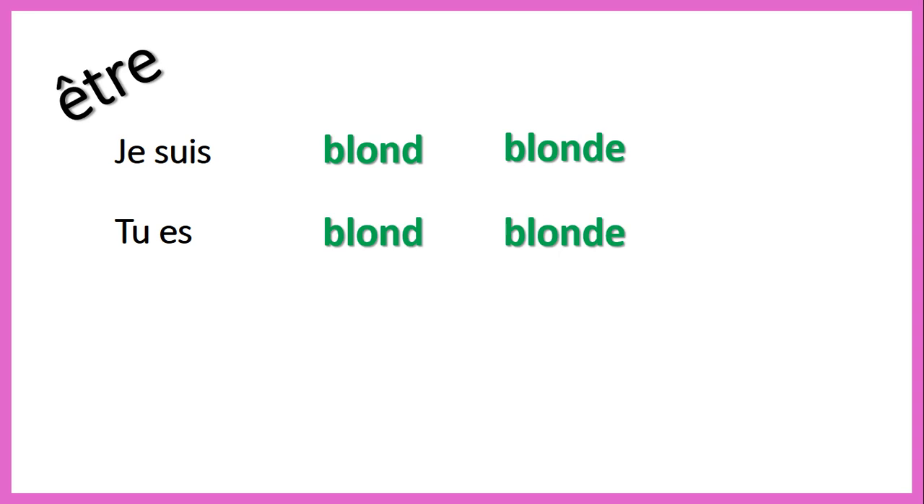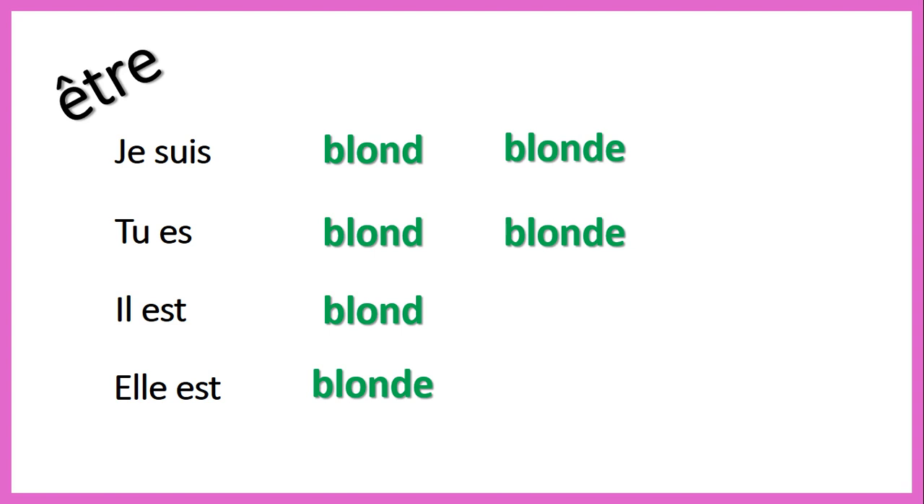So when I say je suis with the adjective blond, if I'm a woman, I say je suis blonde. If I'm a man, I say je suis blond. For you, depending on if you're a woman or a man, tu es blond, tu es blonde. Il est blond. Obviously, he is, it's only one possibility. Il est blond. Elle est blonde. She is blonde.